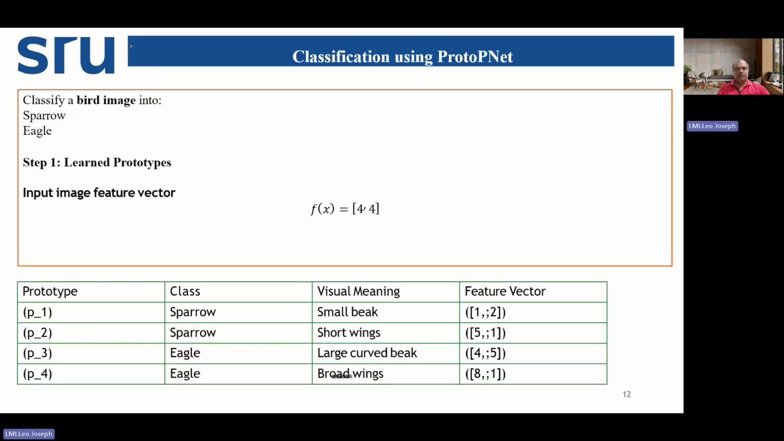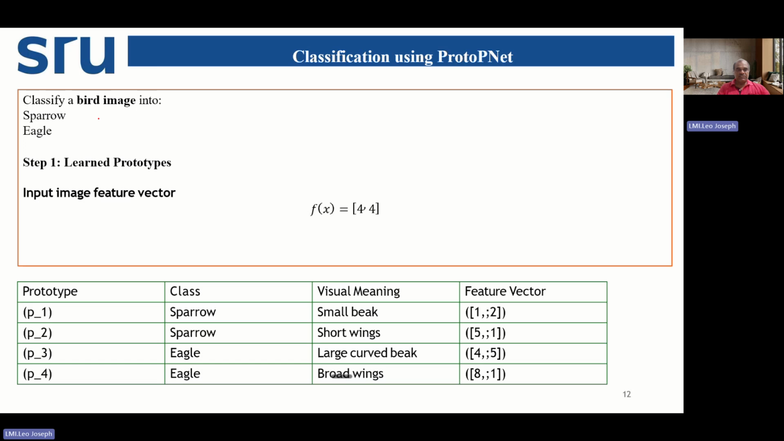Let us take this example: classification of a bird image into either sparrow or eagle. For your understanding, I am taking the input image and considering it as a 4x4 function.